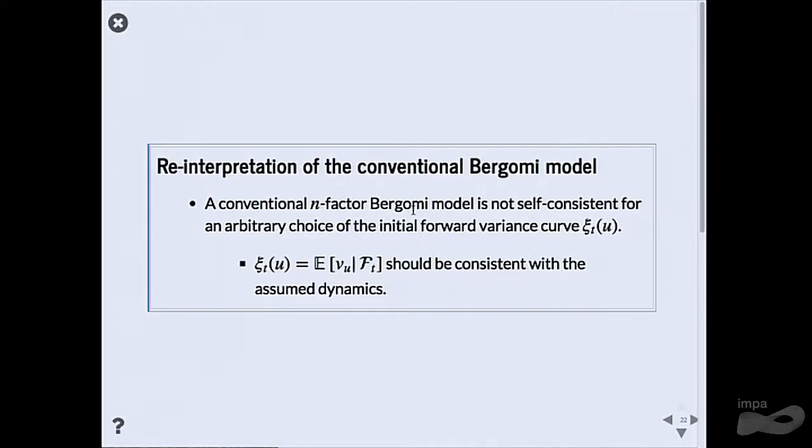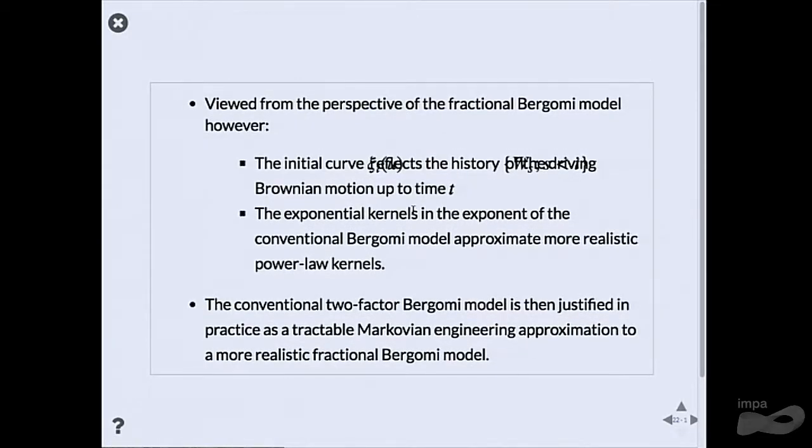Here we see that essentially, if we believe this story, the n-factor conventional Bergomi model is a Markovian engineering approximation to the rough Bergomi model, right? Where you're looking at a lower dimensional representation of the forward variance curve. So the conventional two-factor Bergomi model is then justified in practice as a tractable Markovian engineering approximation to a more realistic fractional Bergomi model.